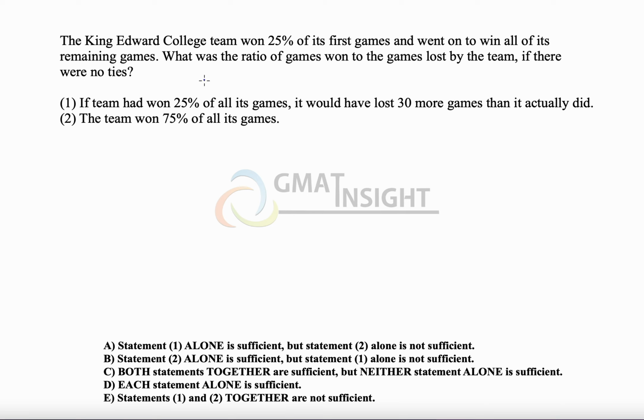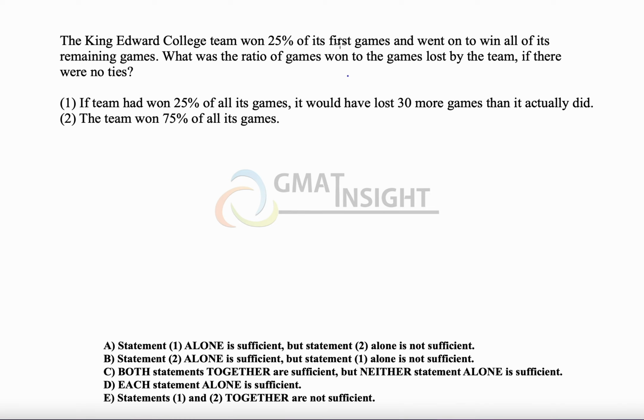The King Edward College team won 25% of its first games and went on to win all of the remaining games. What was the ratio of games won to games lost if there were no ties?